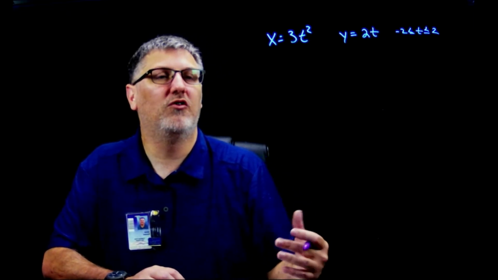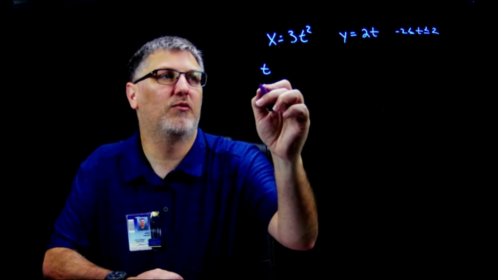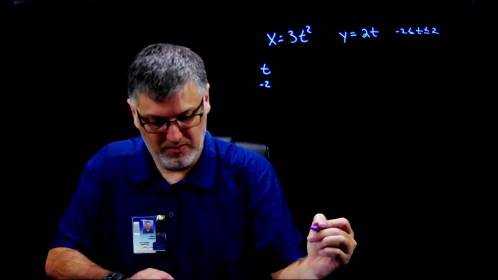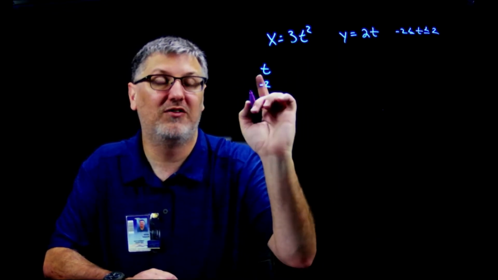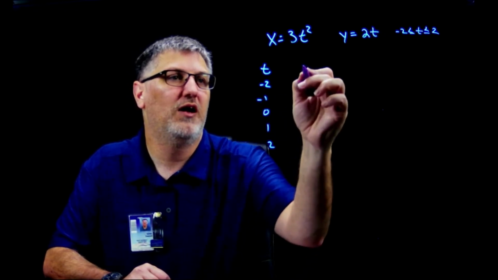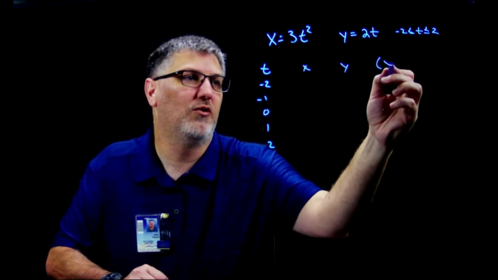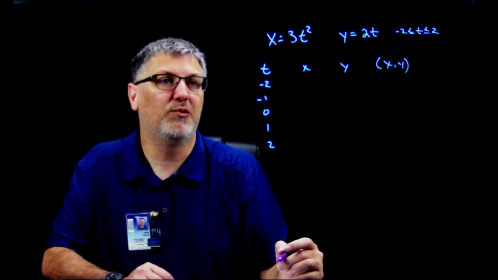The way that we want to do this is we're going to go back to algebra and create a chart. So I'm going to have a chart for t. I'm going to go from negative 2. T does not represent time in this because we can't have a negative time, but t is just an unknown quantity. Negative 2, negative 1, 0, 1, 2. I'm going to do an x, a y, and then an x comma y point. All right, that's pretty straightforward.